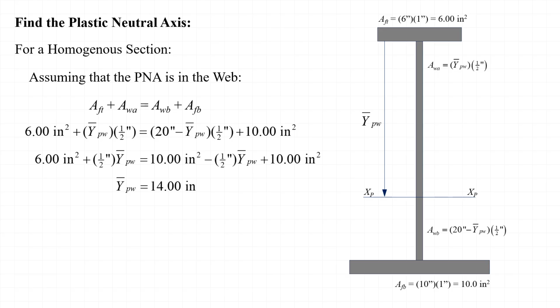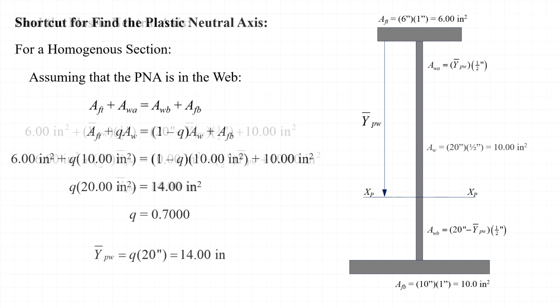Based on this idea, we can write an equation setting the area of the cross-section above the plastic neutral axis equal to the area of the cross-section below the plastic neutral axis, where the terms A sub wa and A sub wb are both functions of y bar sub pw. And then we can solve for y bar sub pw to determine the location of the plastic neutral axis. If you're so inclined, you can also use the shortcut that we discussed earlier, where we use the term Q, defined as the portion of the web above the plastic neutral axis, with the equal area axis theorem to make the calculations more compact.